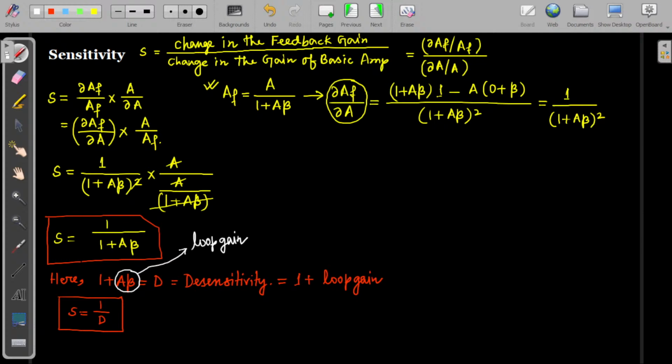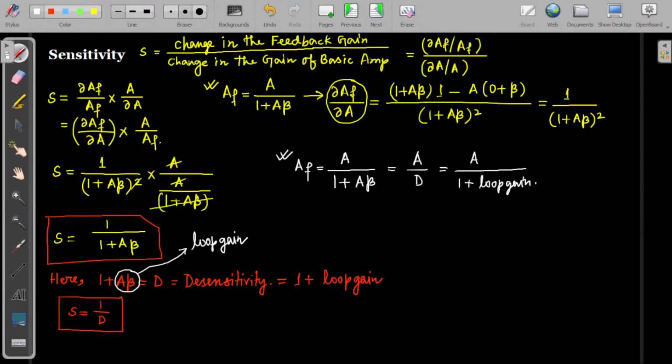In this case, if we want to write the AF using the D factor, A by 1 plus A beta, we can write it as A by D, or we can say it as A by 1 plus loop gain. So this is the equation you can see. We can write it in this format.